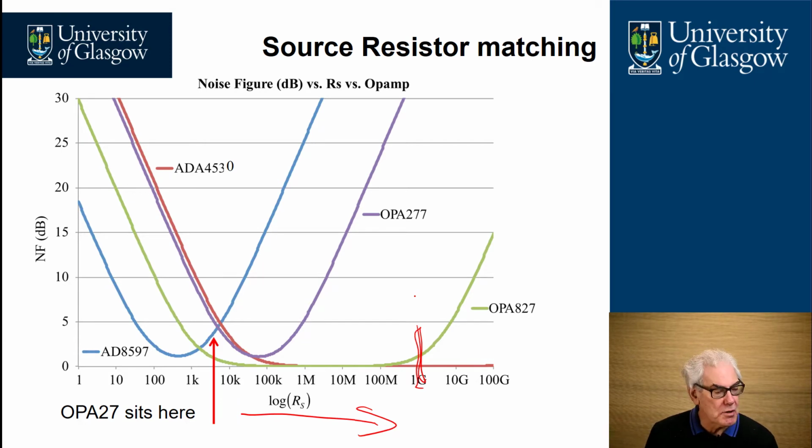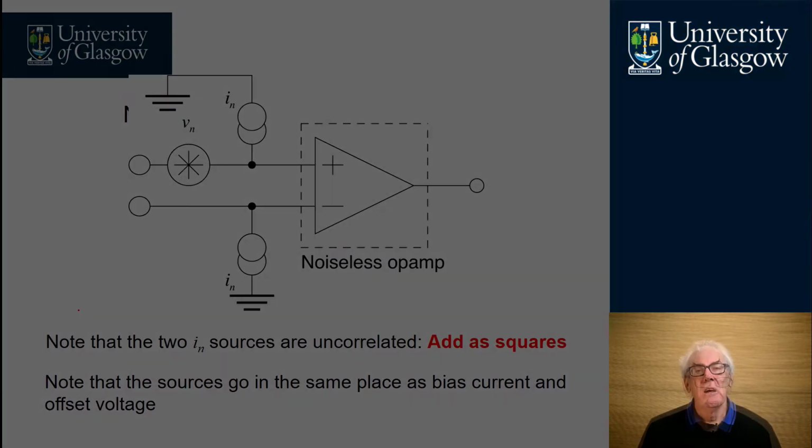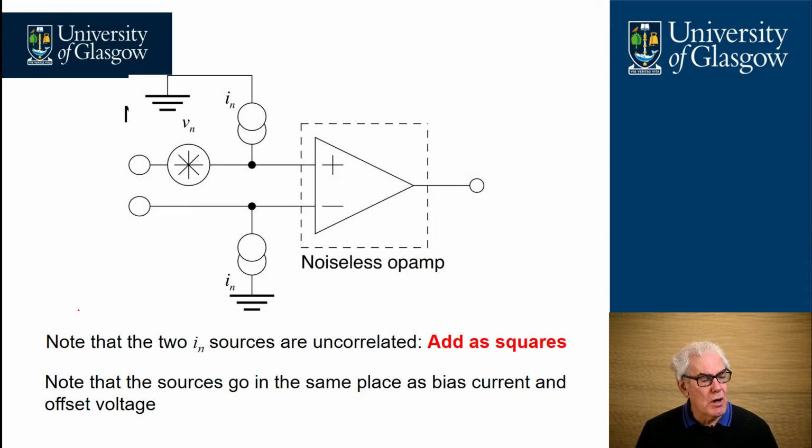So for a low source resistance, you would want to use the AD8597, whereas if you're looking for a very high source resistance, perhaps 10 megohms, you may want to use the OPA827 because it has a very high optimum resistance. Now let's look a little more at noise current in association with amplifiers.